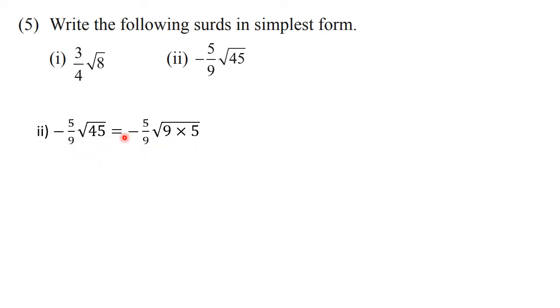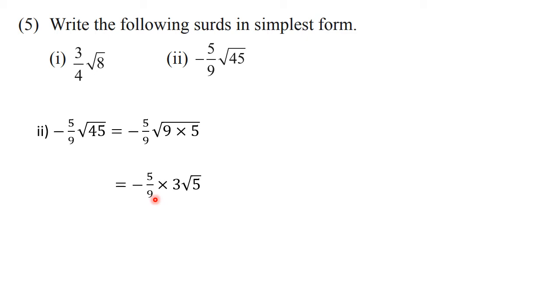Okay, so this minus 5 upon 9 is written as it is. Simply 45 is changed to 9 into 5. Okay, now this 9, which is a perfect square, will come out of the square root sign and we can write it as 3. So minus 5 upon 9 as it is into, see this root 9 is written as 3 here and root 5 is written here because 5 is not a perfect square. Now what we can observe is this 9 and 3. 9 is a multiple of 3, so we can cancel it here. 3 ones are 3 and 3 threes are 9.